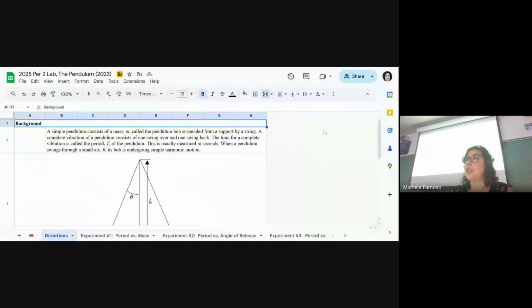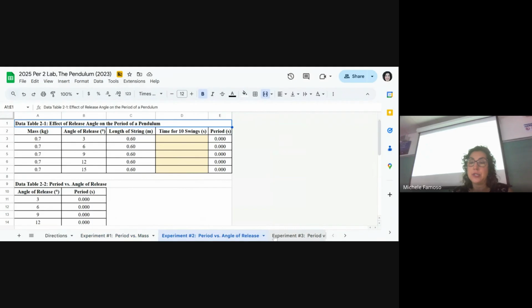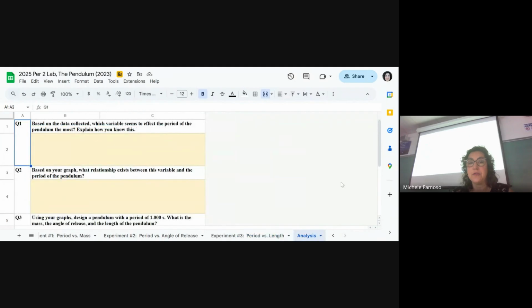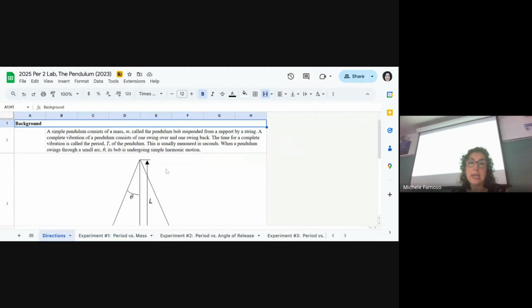So does everybody have the Google Sheet open? Okay. You'll notice on the bottom of the Google Sheet that we have several different tabs. All we're going to be looking at today is, of course, the directions tab, so we know what we're supposed to be doing. Then we're going to look at the experiment 1 tab, the experiment 2 tab, and the experiment 3 tab. There is another tab over here on the right for analysis. That is Monday. So don't even bother looking at that tab right now. Let's go back to the directions tab, and let's just look at what you are being tasked with.